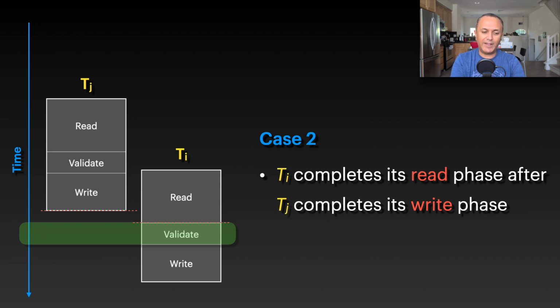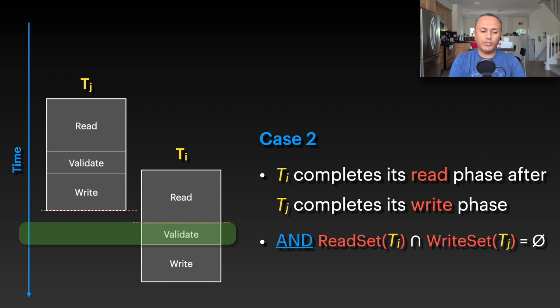So there is some overlap in this scenario. Then this condition has an additional part which says that between the read set of Ti and the write set of Tj, there must not be an intersection. What does that mean? It means that Ti does not read anything that has been written by Tj. Why do we need to add that condition?